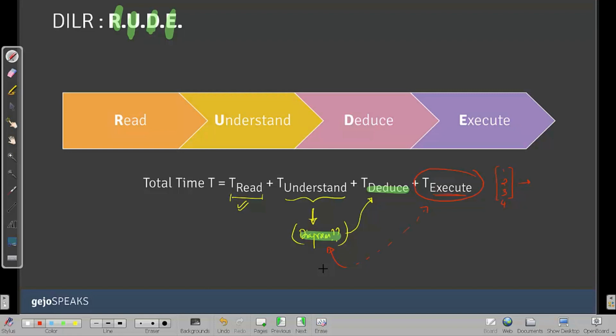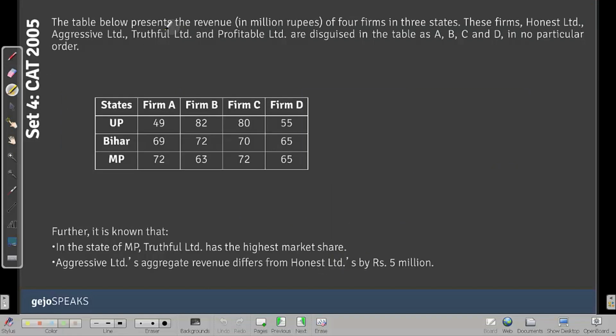Right, so let's look at the question set. This gives a table below. It presents revenue in millions of 4 firms in 3 states. So we have 3 states, and we have 4 firms A, B, C, D, and the numbers are all given, so not much of a problem there.